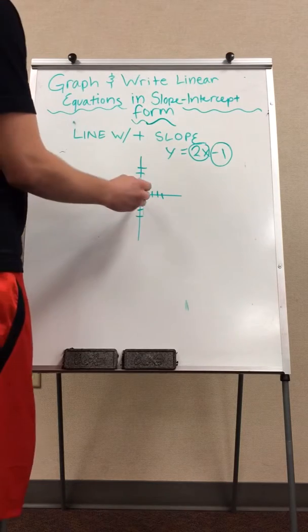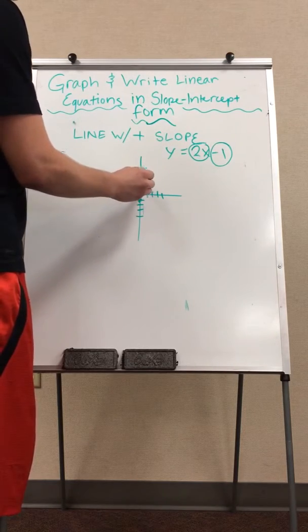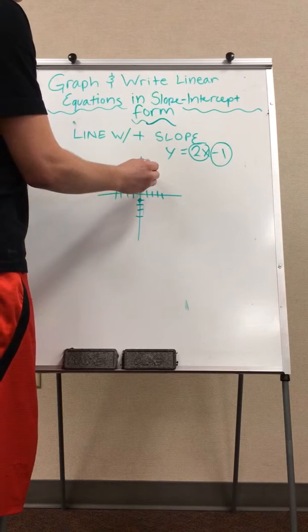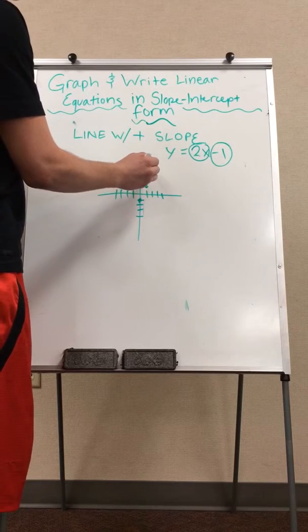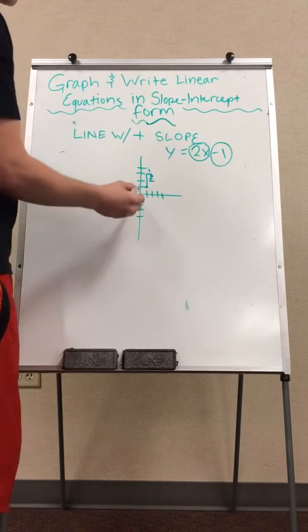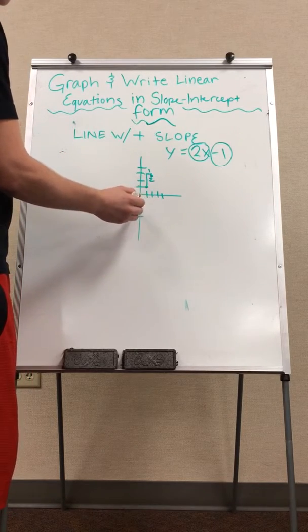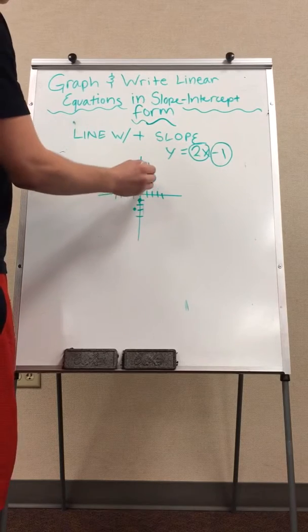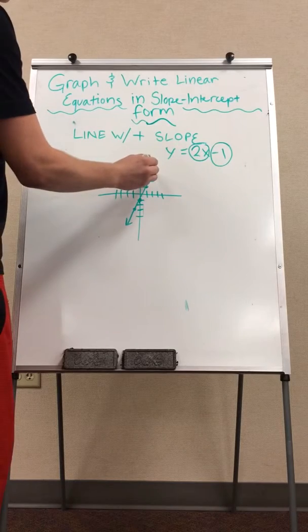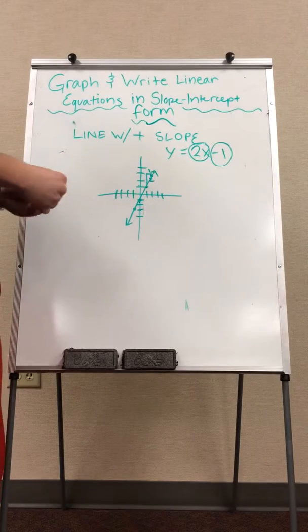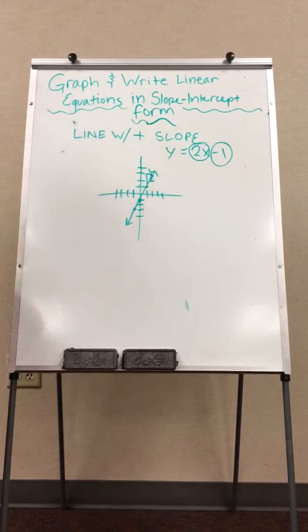Rise over run, so you're going to rise 2, 1, 2 over 1. If you look at it, it's 1, 2, 1. In the same way, you can go down 2 and left 1. And that way, your line's going to be like that, with a nice positive slope. That's a line with positive slope.